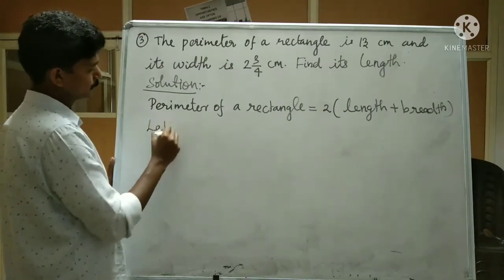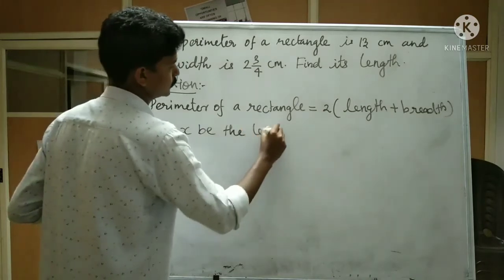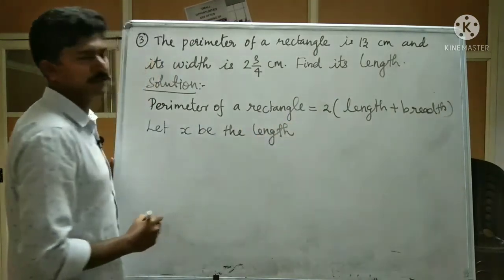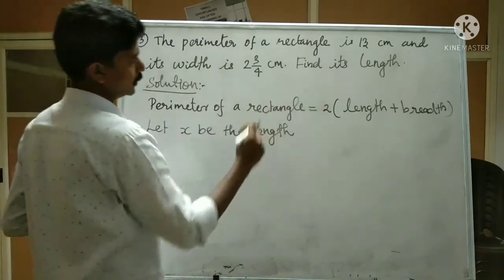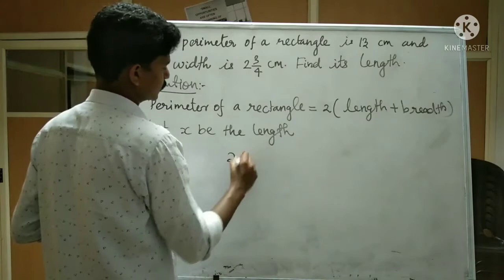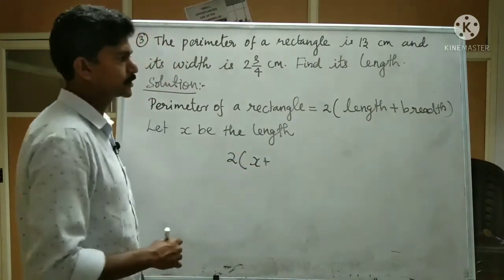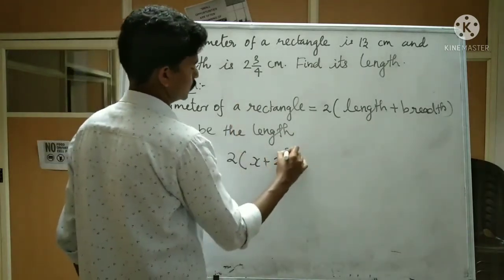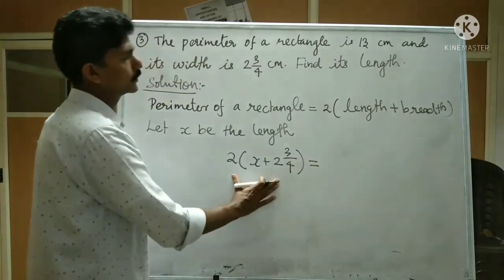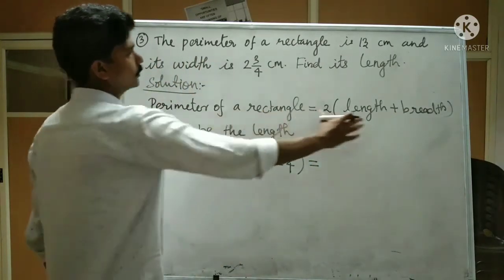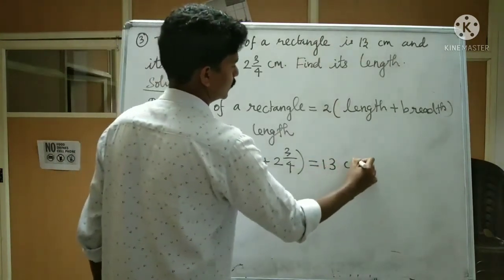Let x be the length of it. Let x be the length. We can take x centimeter. So let us apply in this formula. What is the formula? It is 2 times length. Length we take as x. x plus 2 times x plus the breadth. Breadth is 3/4. That is equal to perimeter of rectangle. What is given? The perimeter of rectangle is 13. So we can write as 13 centimeter.